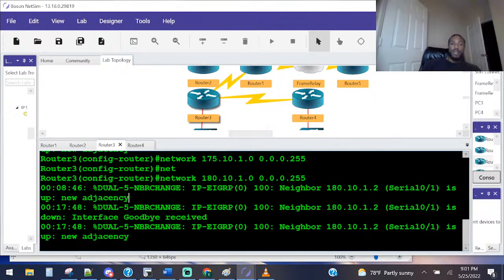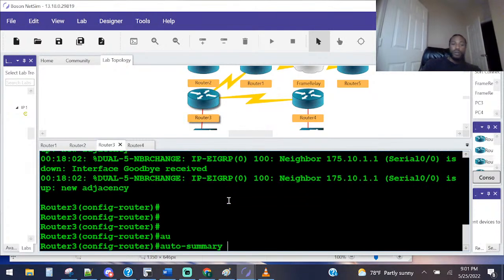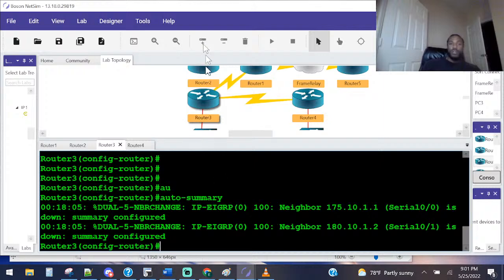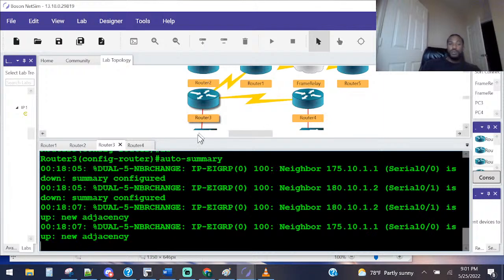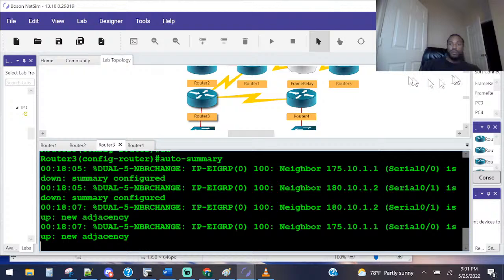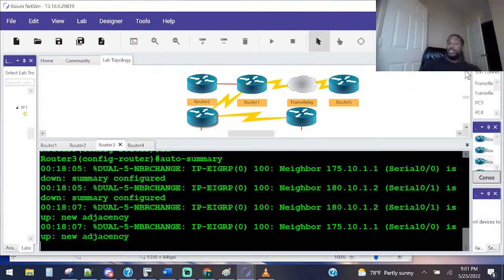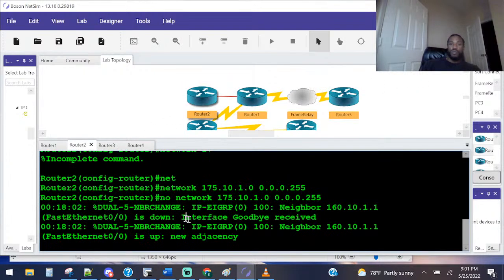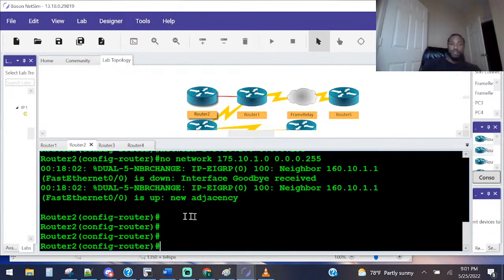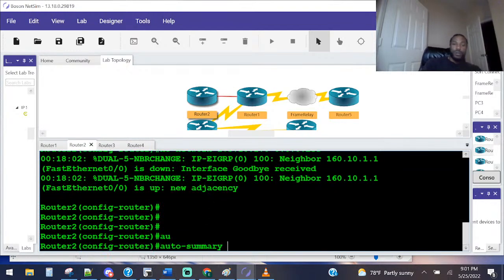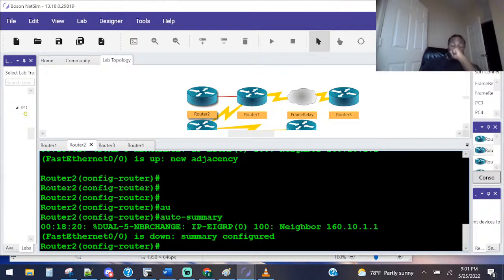Do the same thing on this one. Auto summary, and then also, did we do router 2? I hope we did router 2. I don't remember if we did this one or not. I don't think so. Yeah, auto summary. That's down, and it's going to come back up.